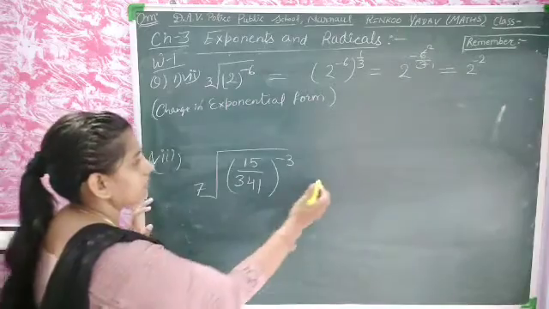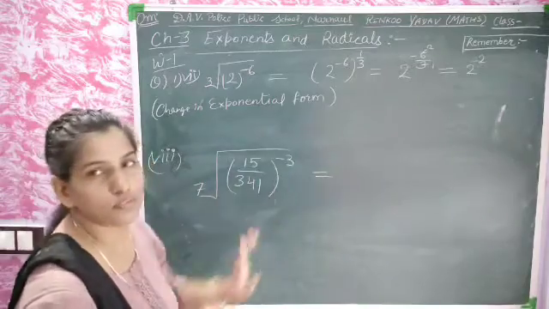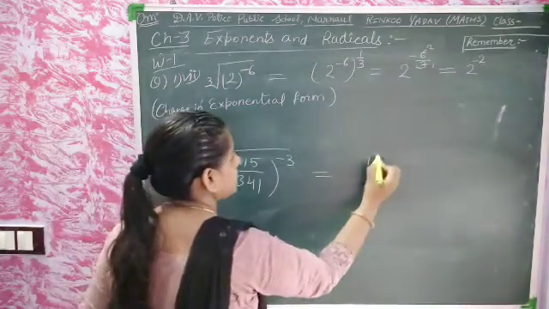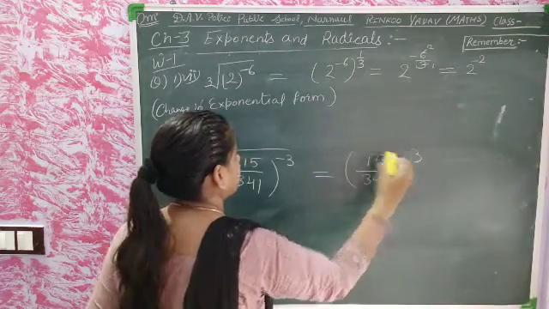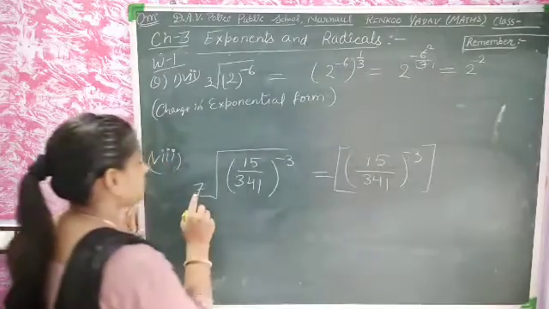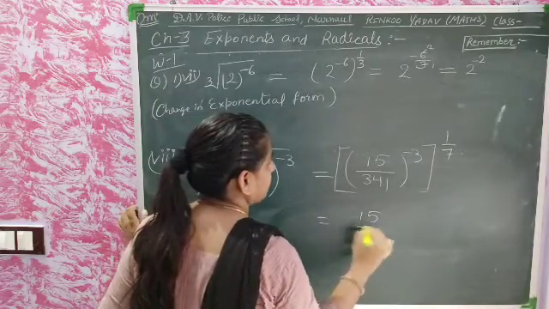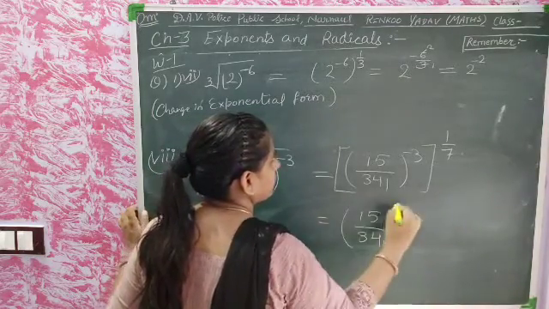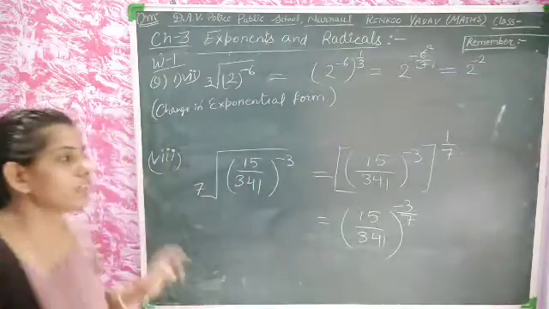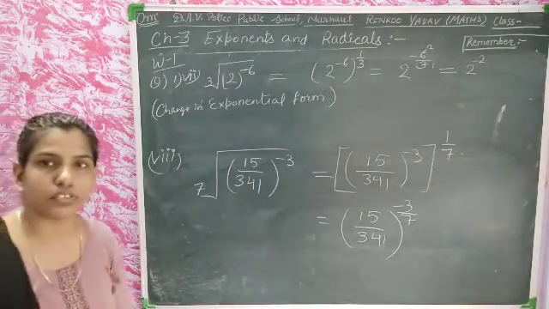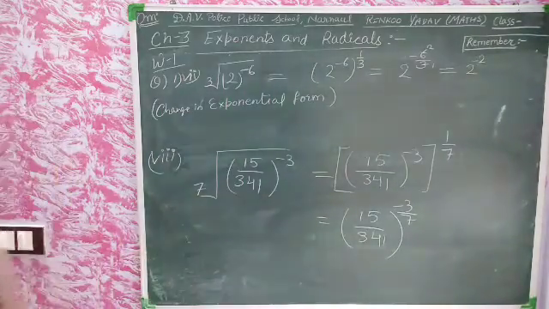And now we have to change this, the 8th part, into the exponential form. Same question is there. It means 15 divided by 341, and we have the power minus 3, and it will get the power as 1 by 7. This is 1 by 7, and it will be written as 15 by 341 to the power minus 3 as the numerator and 7 as the denominator. This will be the answer. Is this clear students? Now this is question number 1, and we will do question number 2 here.